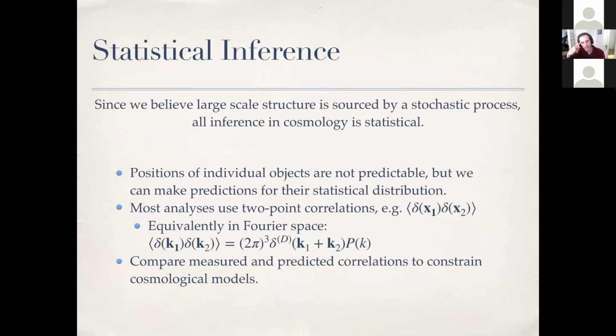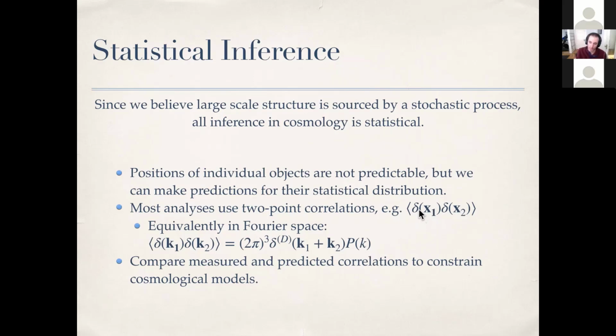Because we think that large scale structure is sourced by these stochastic quantum mechanical fluctuations in the early universe, all of the inference that we do in large scale structure cosmology has to be statistical. The positions of individual objects are not predictable by theory, but instead we make predictions for the statistical distribution of those objects. We summarize those distributions using correlations between tracers, in particular 2-point correlation functions. So things that look like this here.